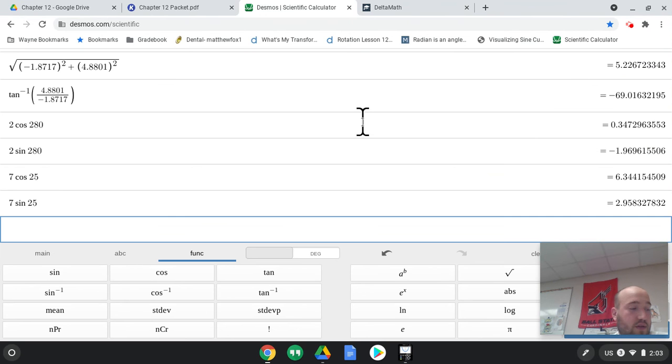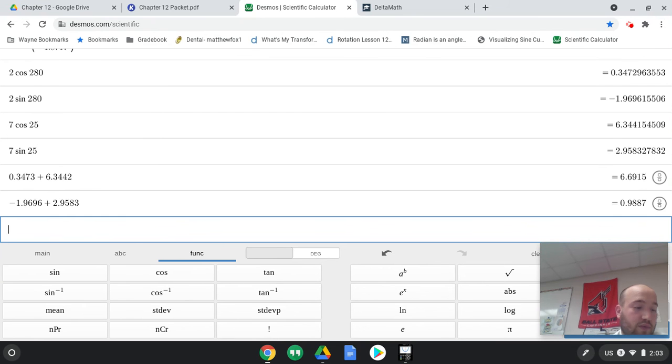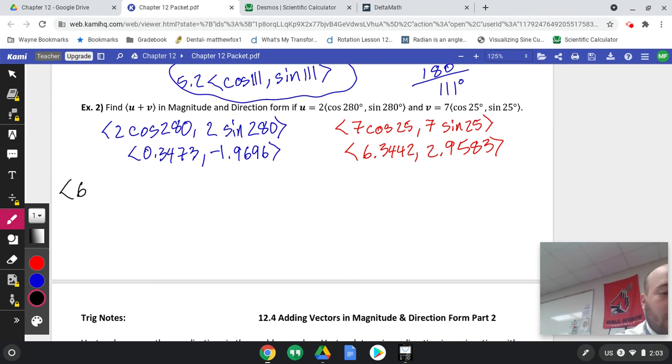And once again, for this, just add the x's, so 0.3473 plus 6.3442. We get 6.6915, and then you'll do the same thing, so negative 1.9696 plus 2.9583, and we get 0.9887. Okay, so that's our combined component form.